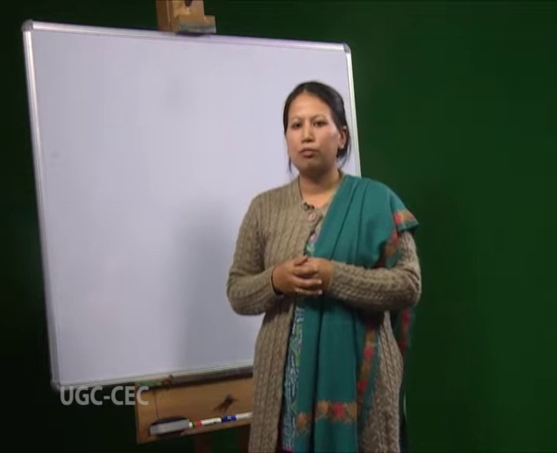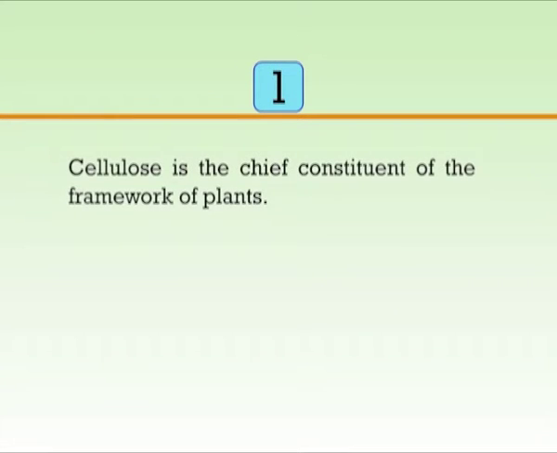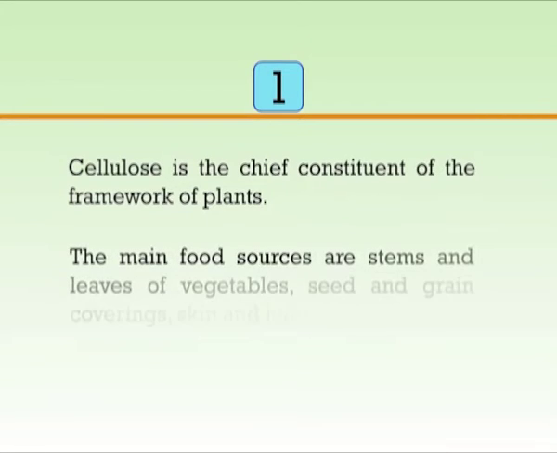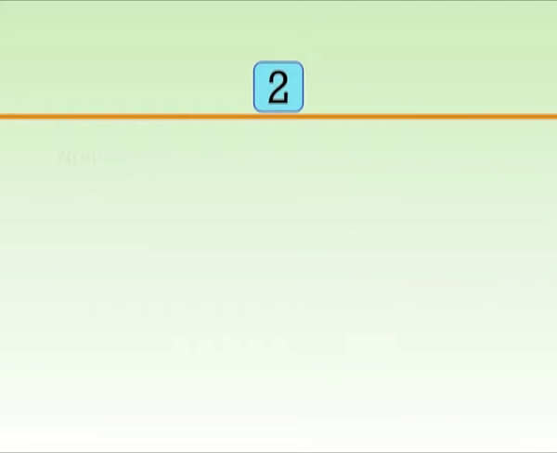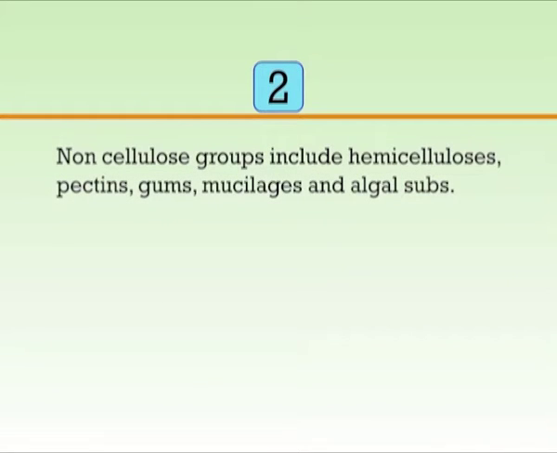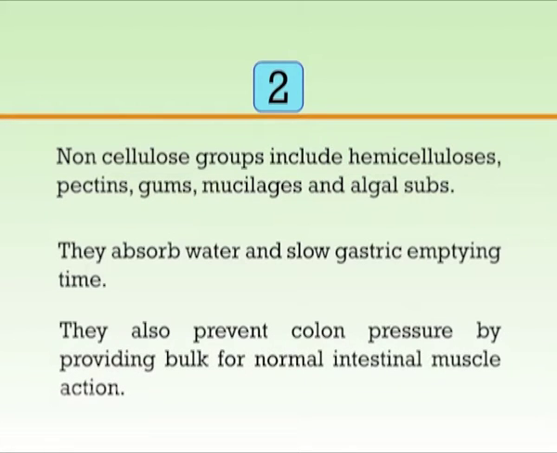Dietary fiber may be classified into three groups according to structures and properties. First, cellulose is the chief constituent of the framework of plants. The main food sources are stems and leaves, vegetables, seeds and grains covering skin and hulls. Next is the non-cellulose group, which includes hemicellulose, pectins, gums, mucilage and algal substances. They absorb water and slow gastric emptying time. They also prevent colon pressure by providing bulk for normal intestinal muscle action.